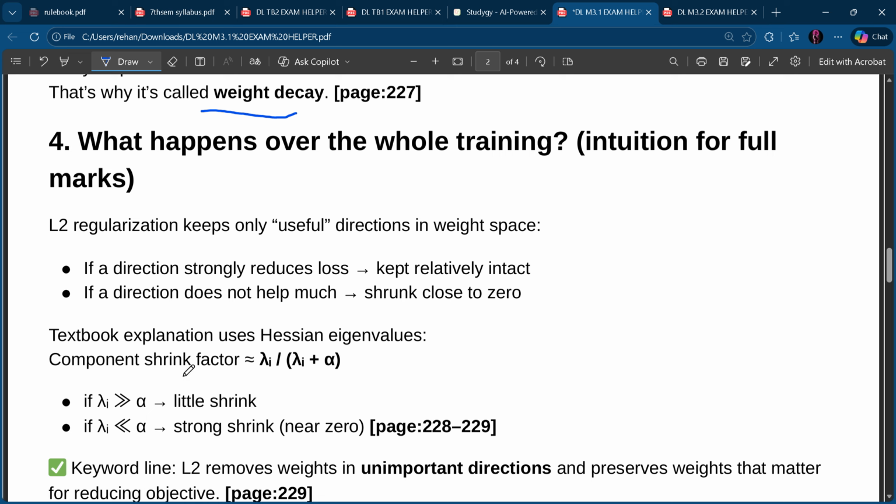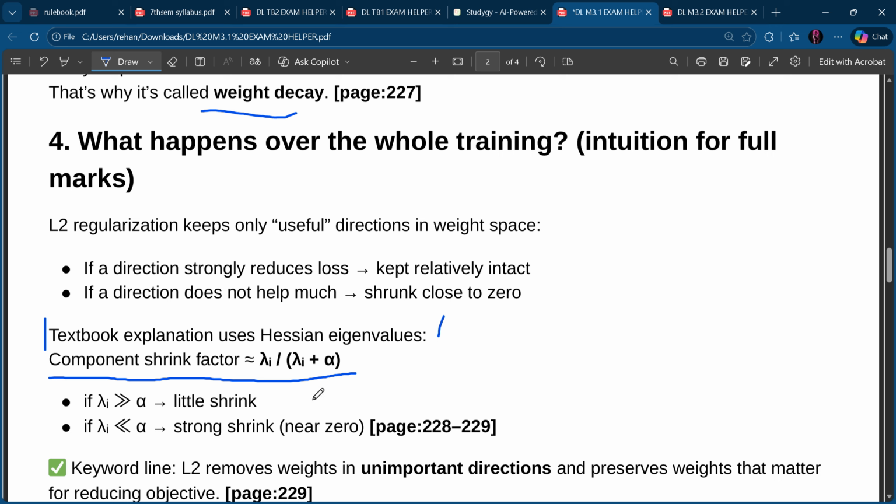It acts like that. What happens over the whole training? Intuition, for full marks: L2 regularization keeps only useful directions in weight space. If a direction strongly reduces loss, it is kept relatively intact. If a direction does not help much, it is shrunk close to zero. So it's not shrinking directly to zero, but close to zero.